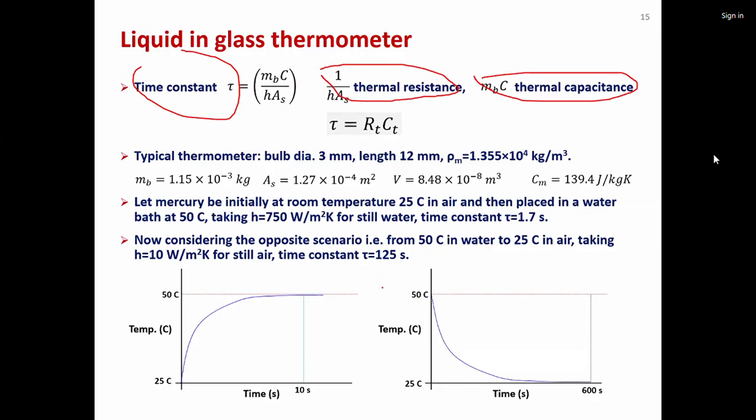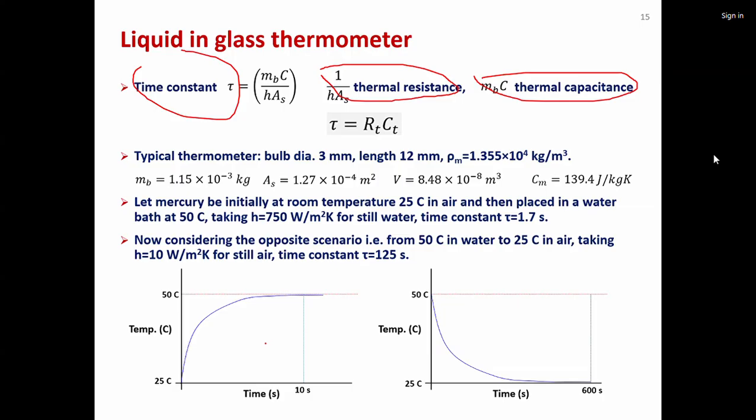Whereas in the second case, the thermocouple is initially dipped inside water and you take it out to about 25 degrees centigrade ambient. There it will take a much longer time to cool down. It takes about 600 seconds. Now, why is this different? When it is heating, it takes about 10 seconds, and when it is cooling, it takes much longer. That is because of the ambient heat transfer coefficient.